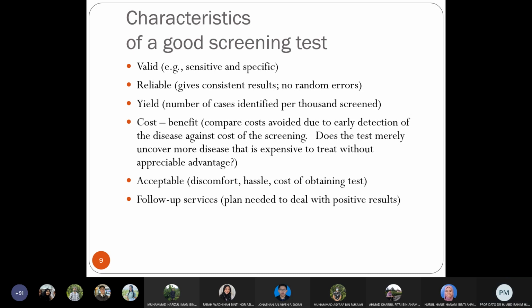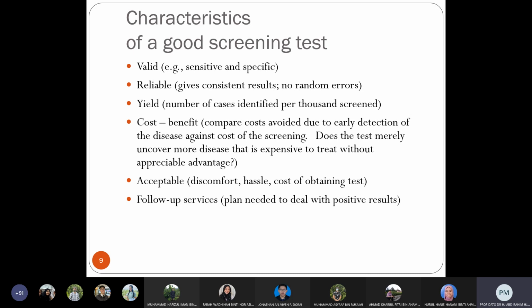Cost benefit. If we detect early, you can actually save the person in terms of cost in the medical treatment and so on. And then it should be acceptable. Acceptable means it doesn't cause discomfort, hassle, or cost in obtaining the test. It's cheap. It doesn't take a lot of blood. Hassle free. You just go in, just like your vaccine session now. Sit down, check up to ensure that you are okay, go for the jab, wait for 15 minutes and go back. Such a hassle-free situation.